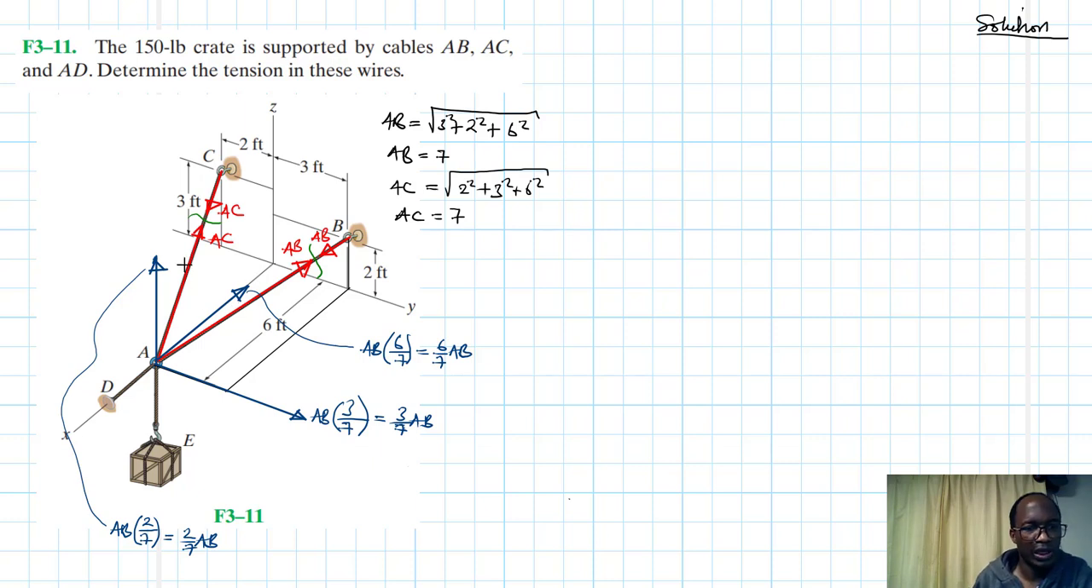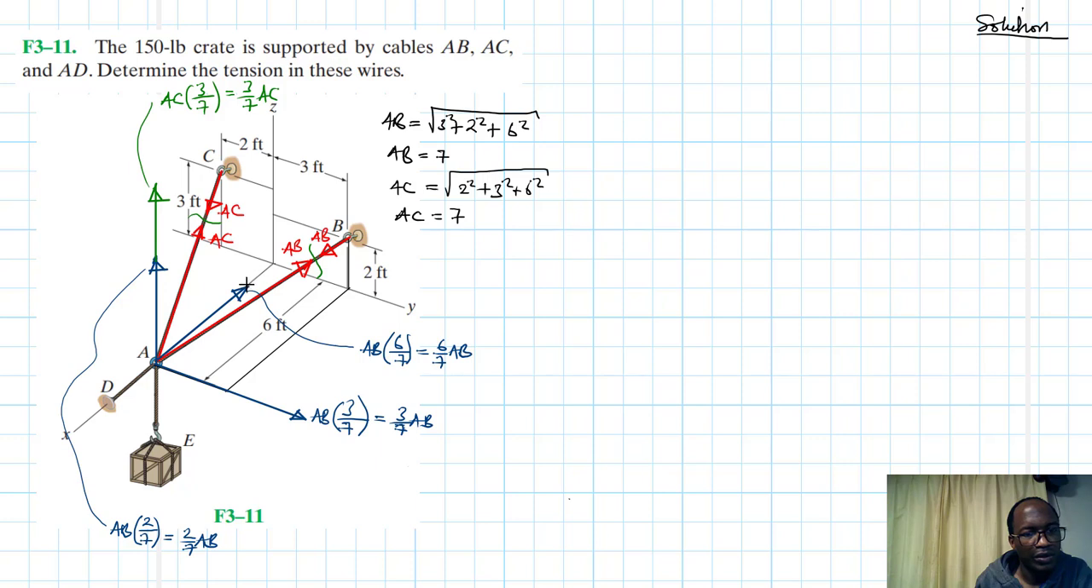So then we go to the other one, which is AC. So S will have a component in this direction also, okay? And this one is equal to AC times the component in the vertical direction, which is 3 divided by 7. AC is 7. So this is just 3 over 7 AC.